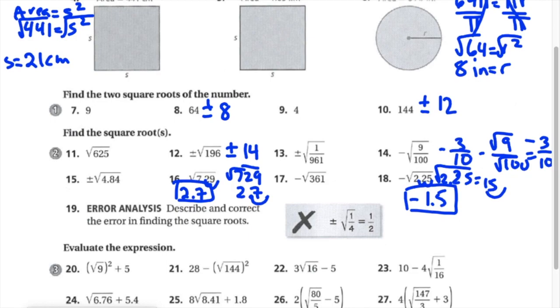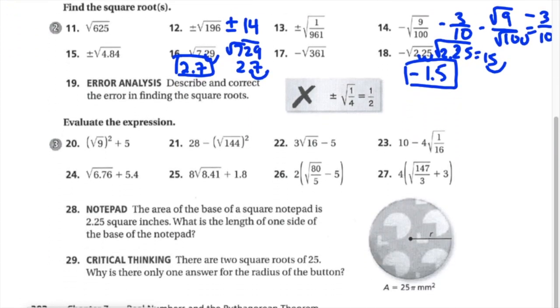Okay, so looking back at 21 through 25 for homework last night, we talked about yesterday that when we have expressions, we first need to do what's under the radical, and then we can start simplifying from there. So we have the square root of 9 squared plus 5. What we're saying is the square root of 9 times the square root of 9, which is just equal to 9. And then we add in the rest of this, so plus 5 is equal to 14.